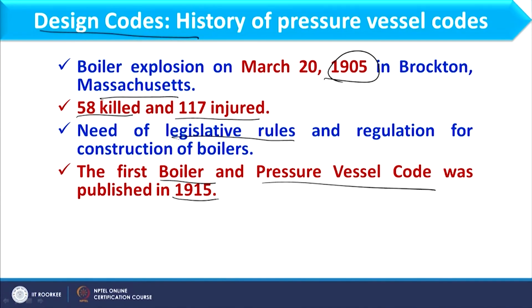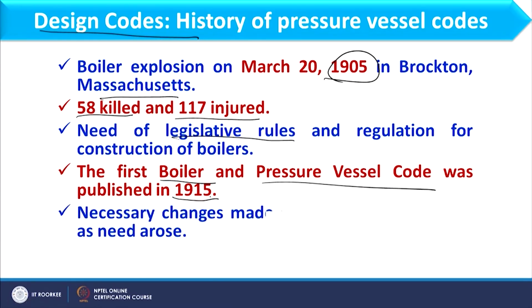So, the first boiler as well as pressure vessel code was published in 1915. The first code appeared in 1915 and after that, as changes arose, different corrections were made in that code.